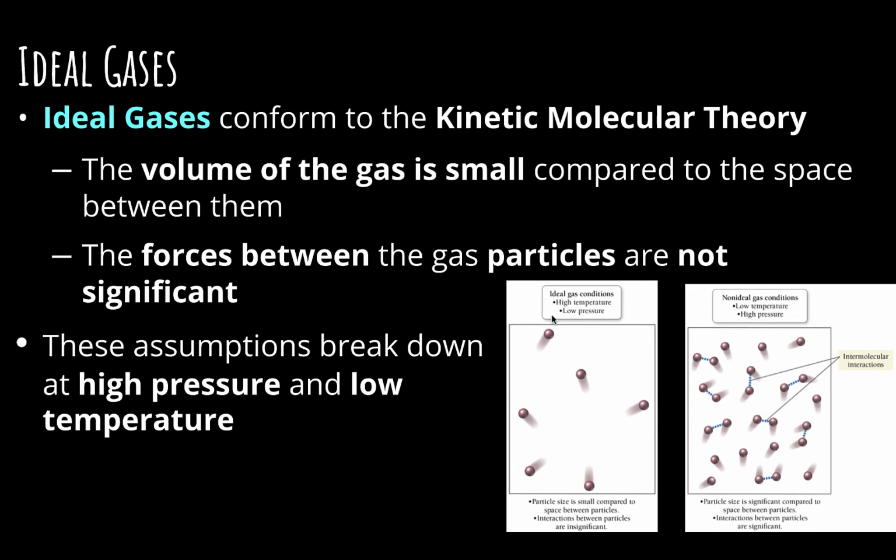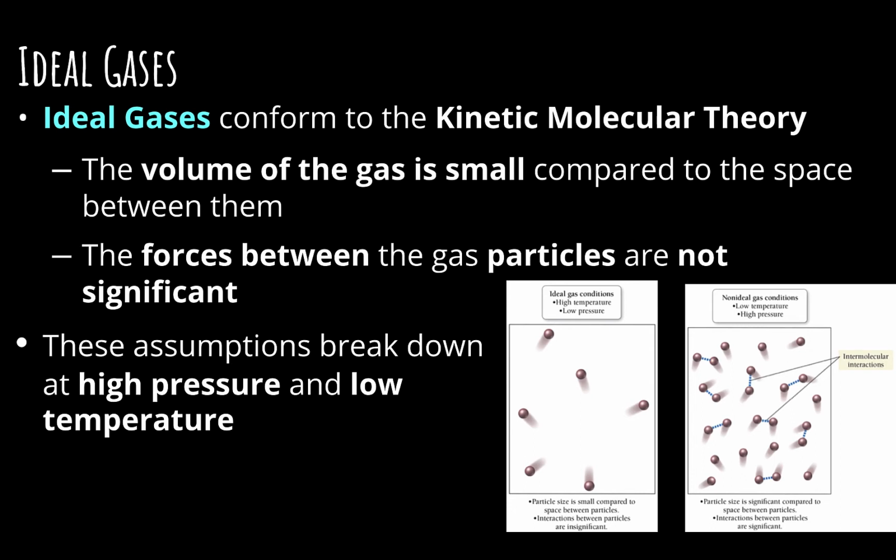So ideal gases conform to the kinetic molecular theory, which we talked about earlier in this unit. The two most important parts of this for ideal gases are that the volume of the gas is small compared to the space between them, so we kind of stated it as the volume of a gas is basically zero. And then the forces between the gas particles are not significant, so they're not attracting or repelling each other.